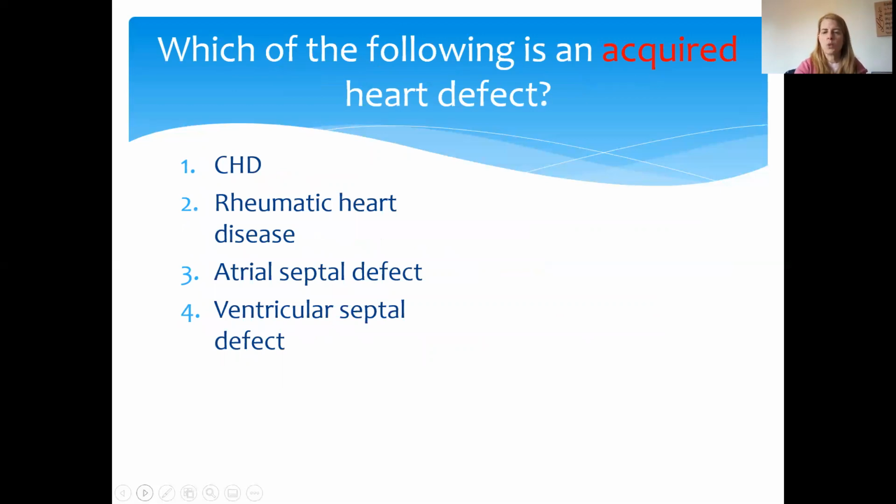Which of the following is an acquired heart defect? Congenital heart disease is congenital, born with. Atrial septal defect and ventricular septal defect are both holes between the atrium or ventricles in the heart. So it's rheumatic heart disease.